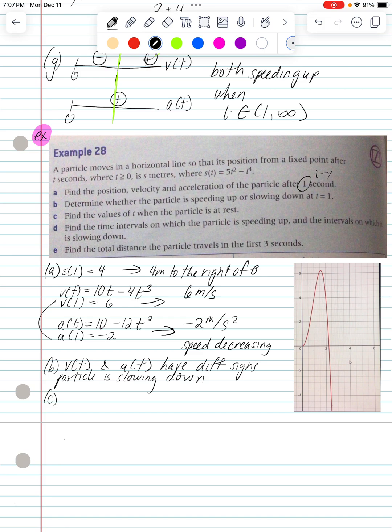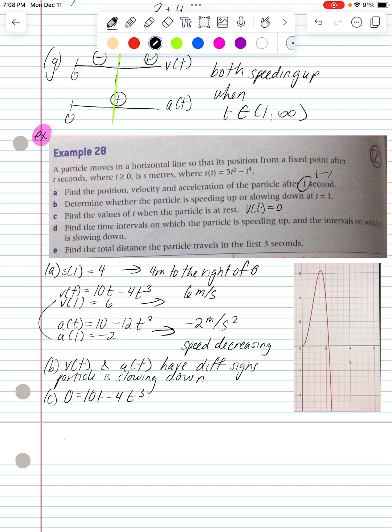And then C says, find the values of t when the particle is at rest. So that means there is no movement. It is not speeding up or slowing down. So that's when our velocity is equal to 0. Velocity is a good indicator of speed. So when the question is talking about speed, especially if it's talking about being at rest, you want to investigate the velocity function. So let's set the velocity function equal to 0.